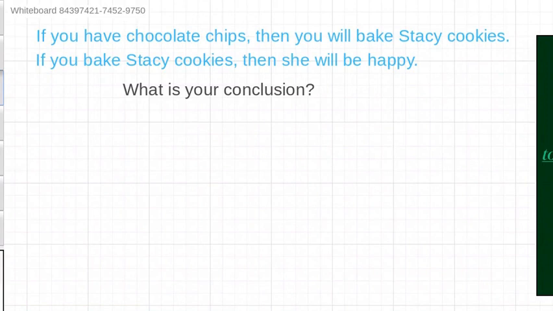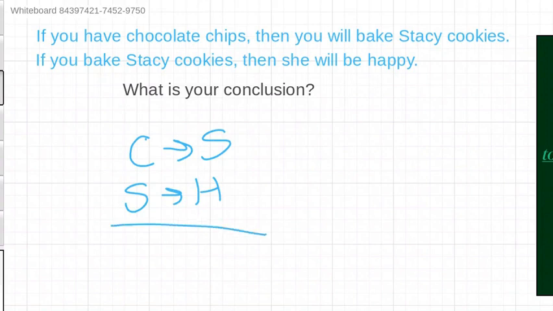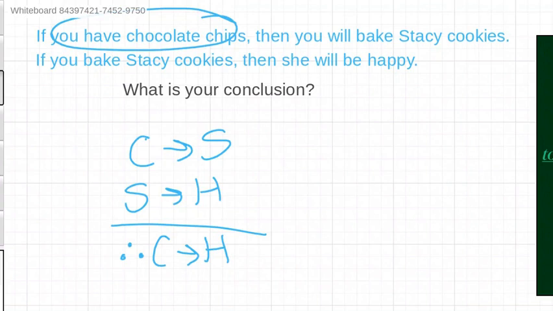Let's practice. If you have chocolate chips, then you will bake Stacy cookies. If you bake Stacy cookies, then she will be happy. Now that we have our problem set up, what can we conclude? Well, therefore, C, H. So if C, then H. If you have chocolate chips, then Stacy will be happy.